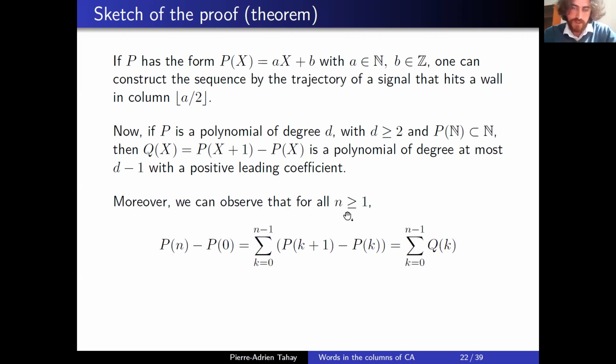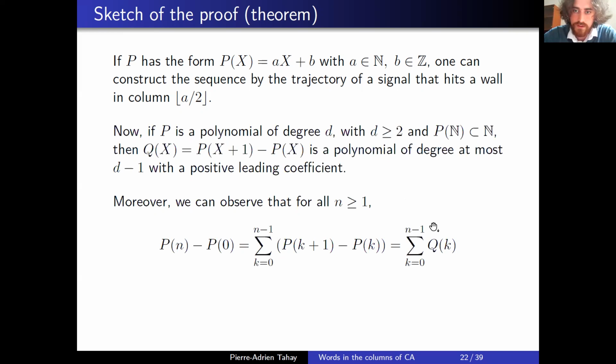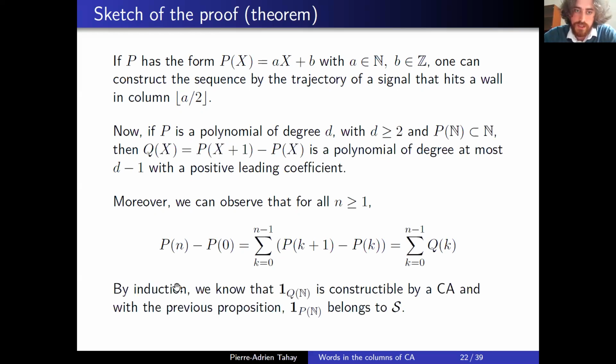And we can observe that the difference pn minus p0 is the sum of p(k+1) minus pk, for k between 0 and n minus 1. And now we can apply the proposition to the polynomial q. By induction and with the proposition, we know that the characteristic function of q is constructible by CA. And with the proposition, if we can construct the characteristic function of q, we can also construct the characteristic function of p.